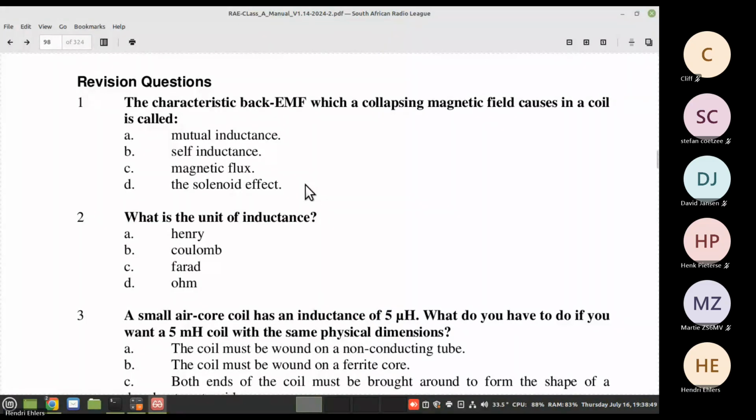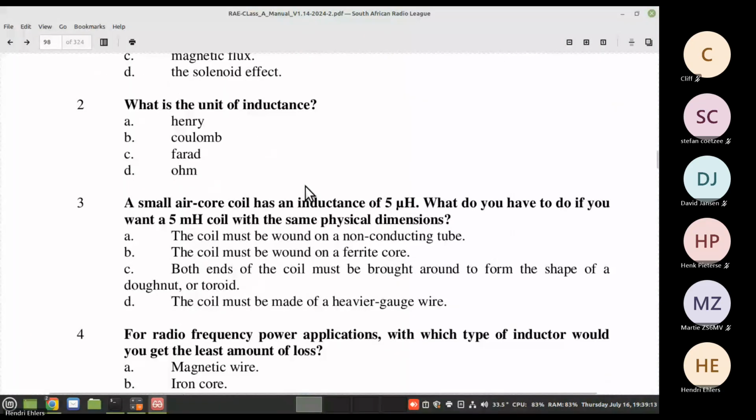Right. The characteristic of back EMF which a collapsing magnetic field causes in a coil is called... Now you guys must answer. You just read that now in the summary: self-inductance. That's correct. What is the unit for inductance?